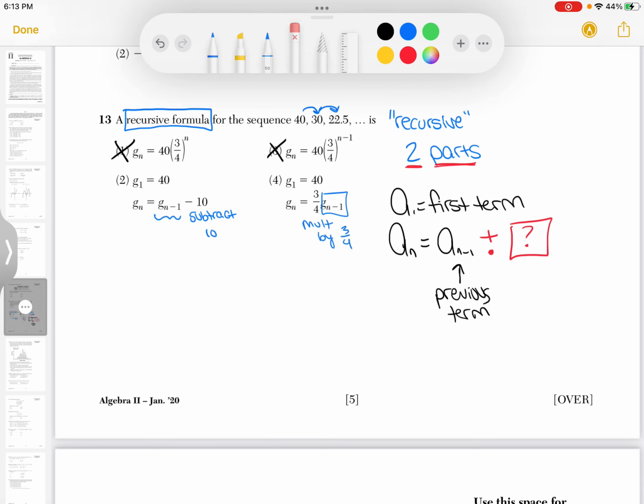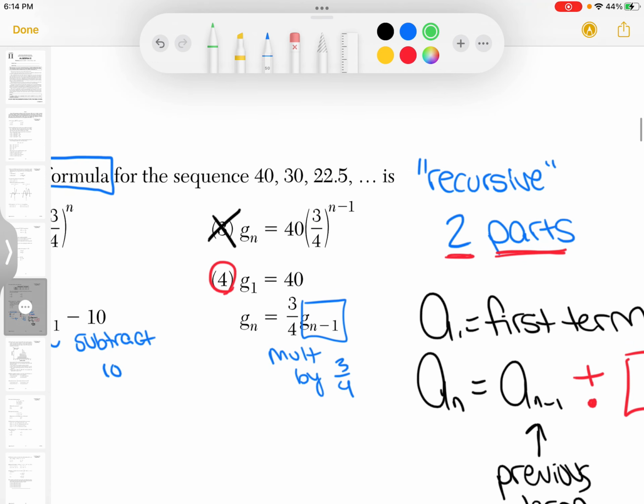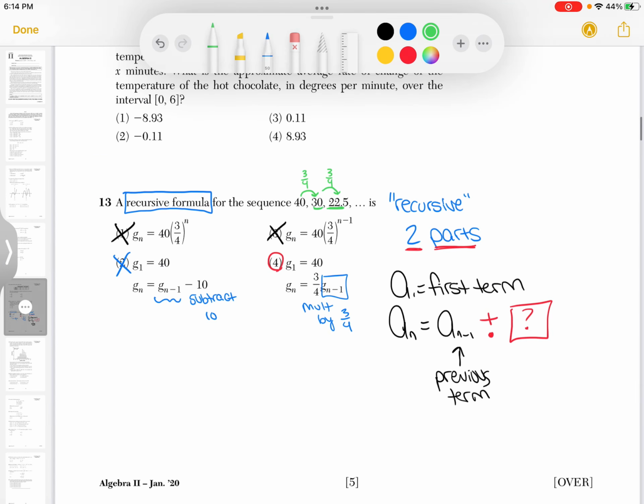To get from one term to the next term, I noticed that right here minus 10 works, but to get from 30 to 22.5, minus 10 does not work. So you can use process of elimination for this one. That one's out. It has to be choice 4. But you should, while taking the exam, double check your answers. This one's telling you that each time it multiplies by 3/4. So in your calculator, do 40 times 3 over 4, you'll get 30. Do 30 times 3 over 4, you'll get 22.5, and so on. So this pattern does work. It has to be choice 4.